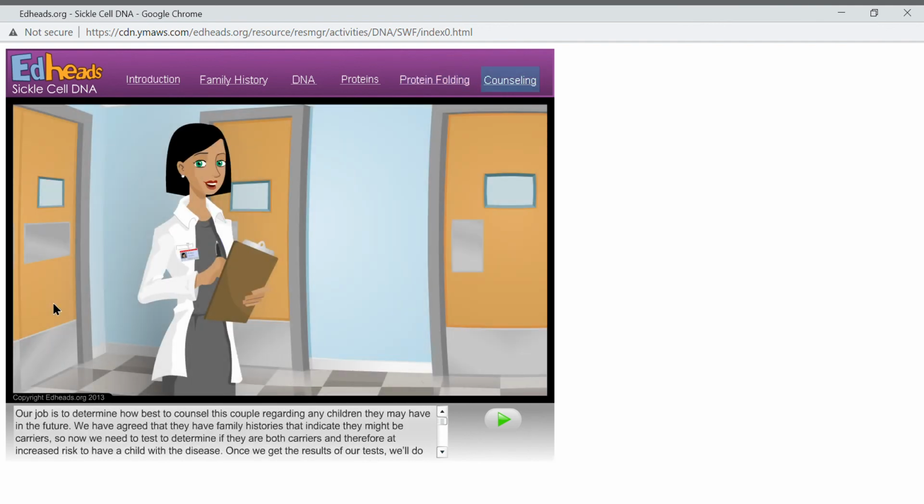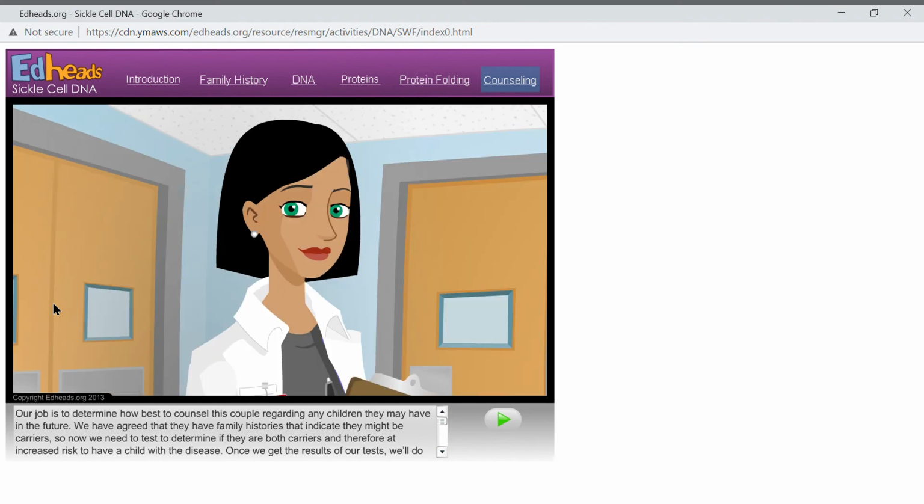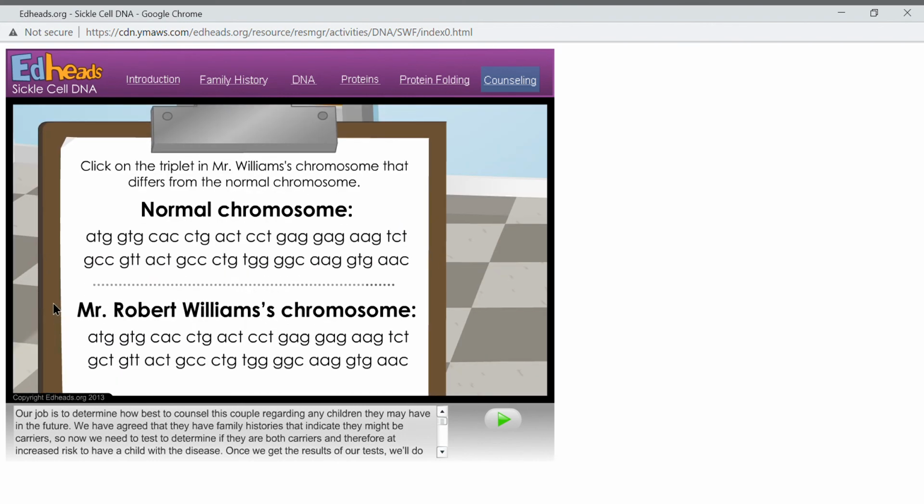Our job is to determine how best to counsel this couple regarding any children they may have in the future. We have agreed that they have family histories that indicate they might be carriers. So now we need to test to determine if they are both carriers and therefore at increased risk to have a child with the disease. Once we get the results of our tests, we'll do some Punnett squares to determine the likelihood of a child of theirs having the disease, being a carrier of the disease, or not being a carrier at all. So let's start with Robert Williams.